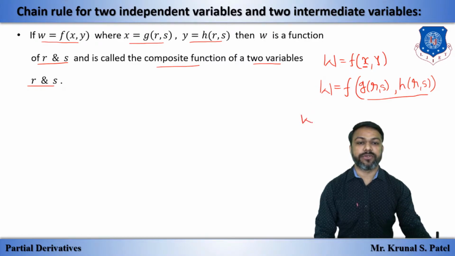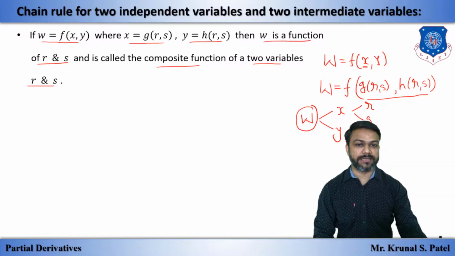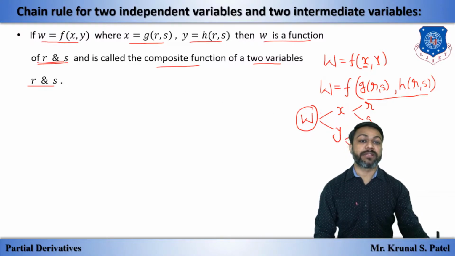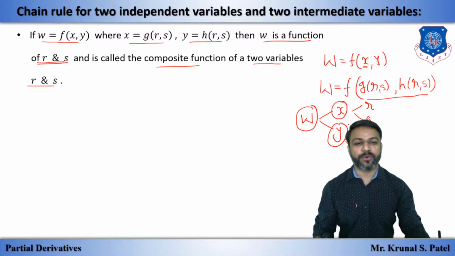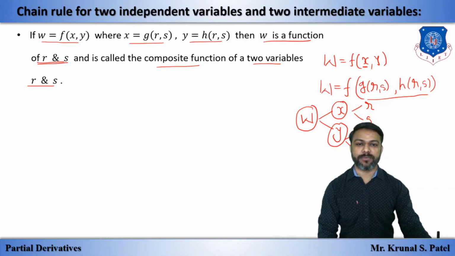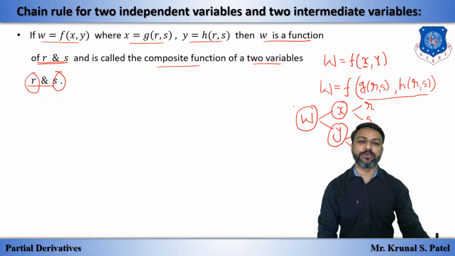That means if we write w is a function of x and y, and x is a function of r, s, y is a function of r, s, so w is a function of r and s, but with two intermediate variables. That means this x and y are called intermediate variables, as we have seen in previous lecture. Okay, so if we want to differentiate this w with respect to this independent variables r and s, we have to use this intermediate variables x and y.